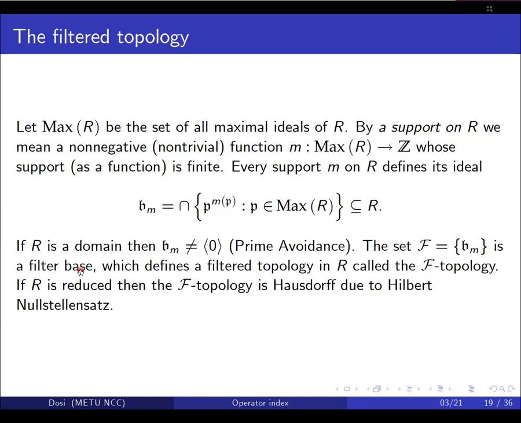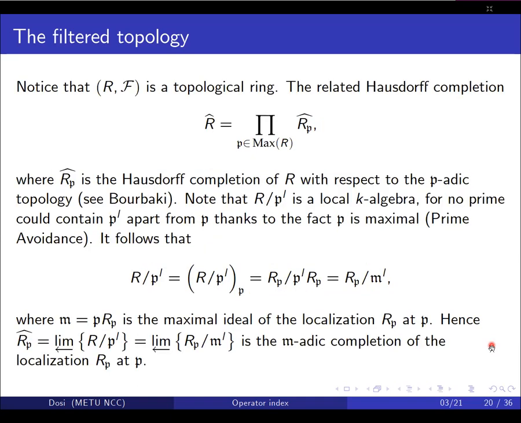When R is reduced, so the nilradical is 0, this topology is Hausdorff. This is Hilbert's Nullstellensatz: the nilradical and the Jacobson radical coincide. So if it's 0, the intersection of all maximal ideals is 0, and that's exactly what we need for the topology to be Hausdorff. So this turns out to be a topological ring.